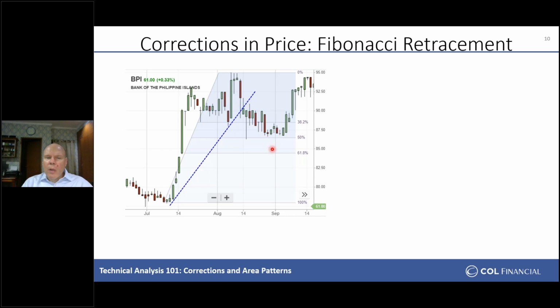But if this pullback went all the way back down to the 61.8%, the rally you see here is not going to be as strong. It will take more time for that to be able to recoup back to where it's come from.